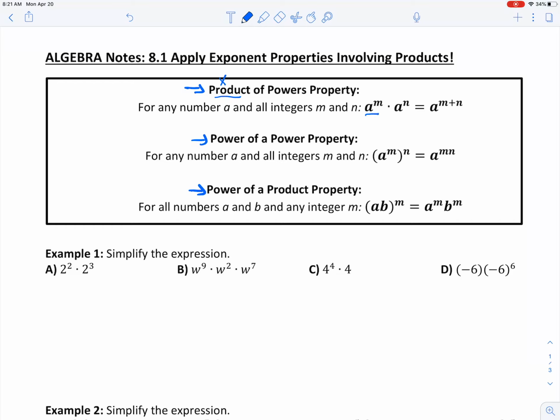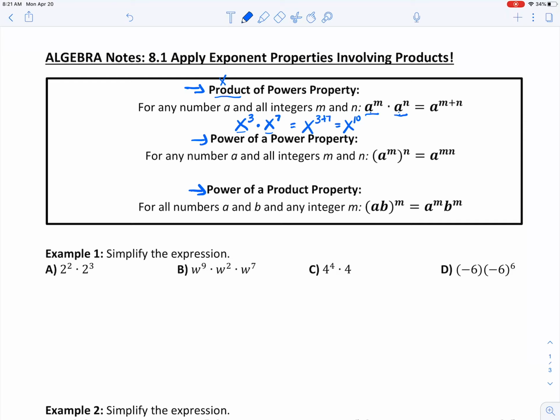Basically what's going on is if you have two powers with the same base, what I mean is these a's are the same, what you do is you add the exponents. So if you're multiplying two powers with the same base, you add the exponents. For example, if I had x to the third times x to the 7, because they both have an x and you are multiplying them, you just take the 3 and the 7 and add those together. So 3 plus 7 is x to the 10.